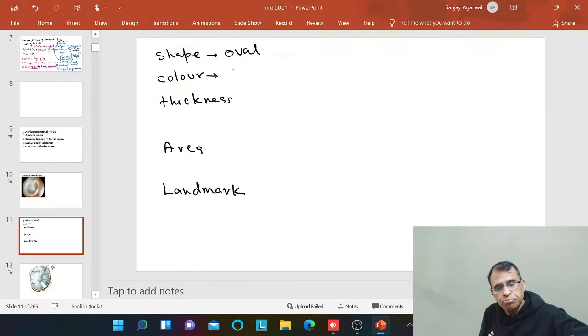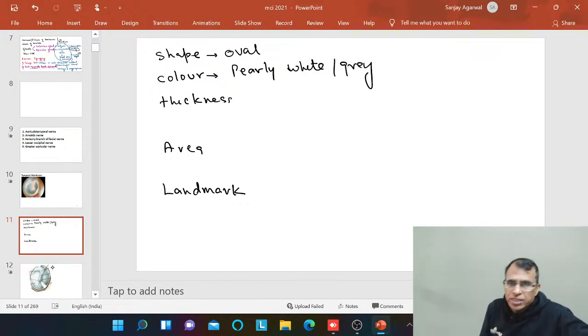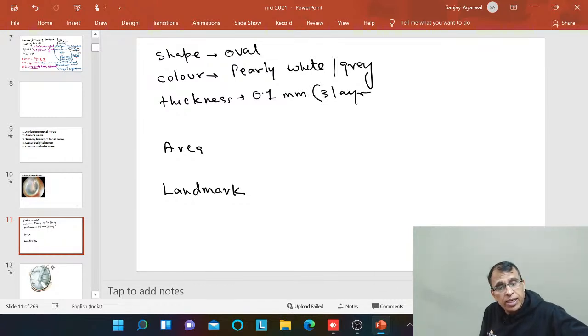The color is pearly white. Moti jaisa. Pearl is moti. Pearly white. Some books call it gray. I know the MCQ books call it gray. But that is not your best answer. Best answer is pearly white. Always remember that. Thickness is very thin. 0.1 millimeter thick. Aur itne mein kitne layers hote hain? How many layers? There are 3 layers in tympanic membrane. And together, mila ke, it is just 0.1 millimeter.